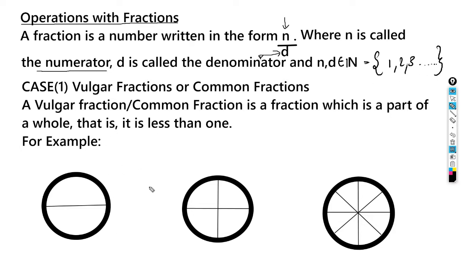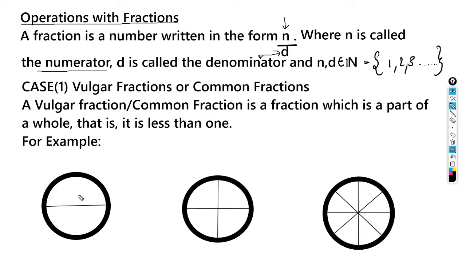All right, guys, so we're going to look at the first type of fraction, case 1. They're known as vulgar fractions or common fractions. The definition says a vulgar fraction or a common fraction is a fraction which is a part of a whole. That is, it is less than 1.